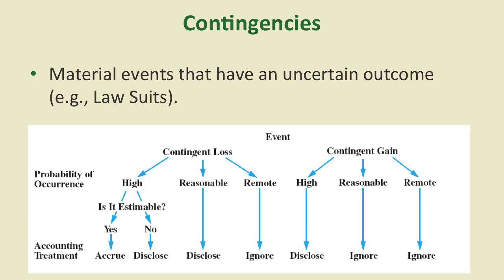For the contingent gain, you can see that regardless of how highly probable this contingency may happen, we're just going to disclose it at most. Most of the time, we're going to ignore them. So we can see that this is an asymmetric disclosure between contingent loss and contingent gain. Again, this is a reflection of our accounting conservatism.